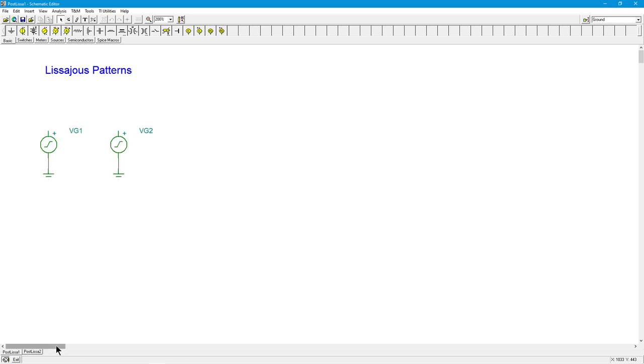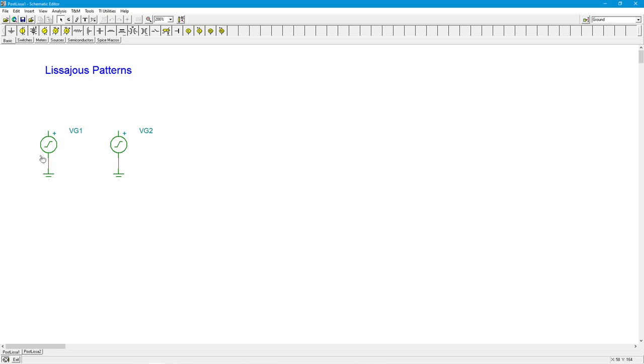What the heck are Lissajous patterns? The hardest thing about Lissajous patterns is remembering how to pronounce it, okay? Basically, this is an XY plot of two sine waves. So if you haven't looked at the video on how to use the post-processor in Tina TI, make sure you do that first, because that's what we're going to use, XY mode in the post-processor.